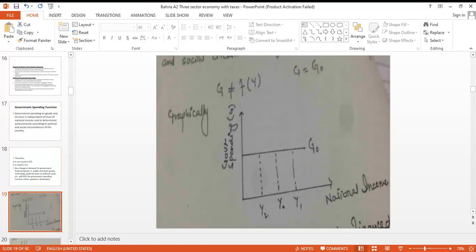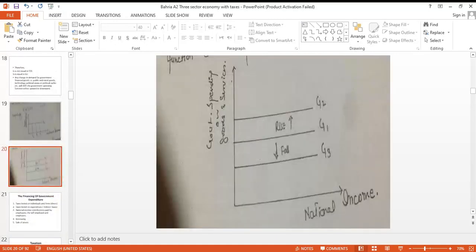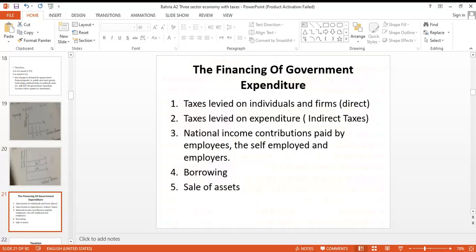It's just part of government's policy. So the government spending function will not be upward sloping. It's just going to be G naught. So G is equal to G naught in the case of government spending, and the government spending function is going to be a horizontal line to the x-axis always. Yes, in case the government feels more should be spent on merit goods and public goods, it will increase its expenditure autonomously. And if it feels less should be spent, then it's going to reduce its expenditure autonomously. All right. So that is the important thing.